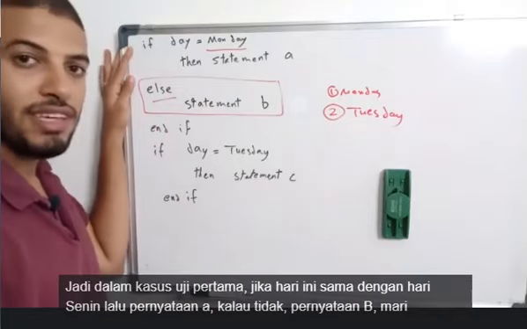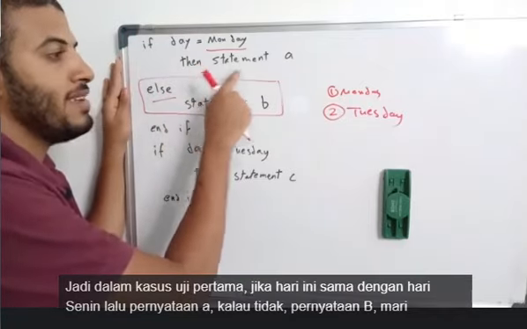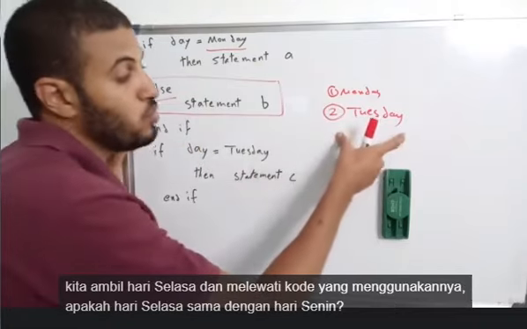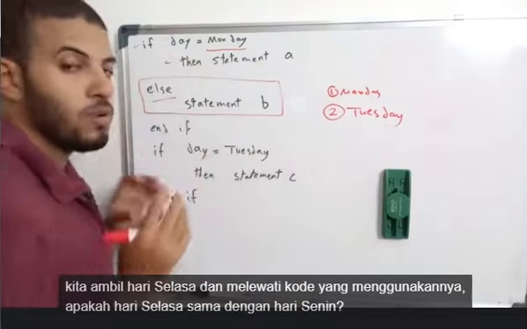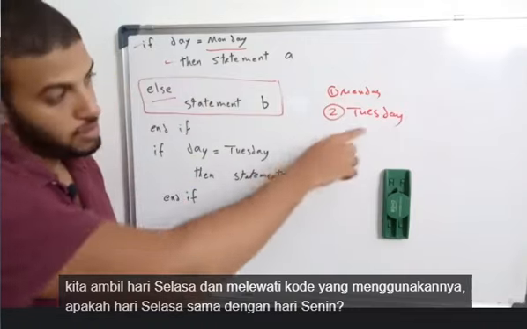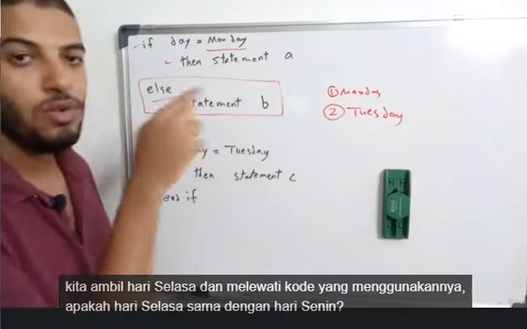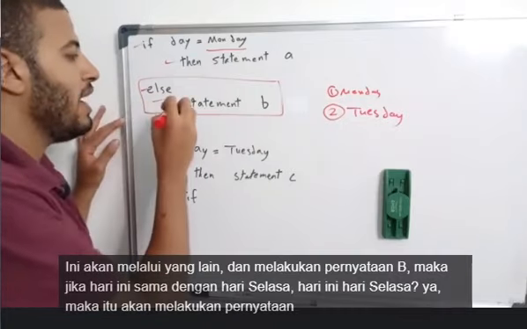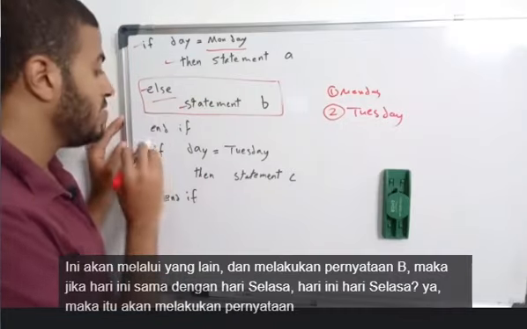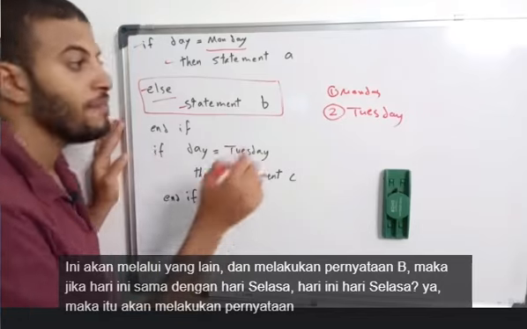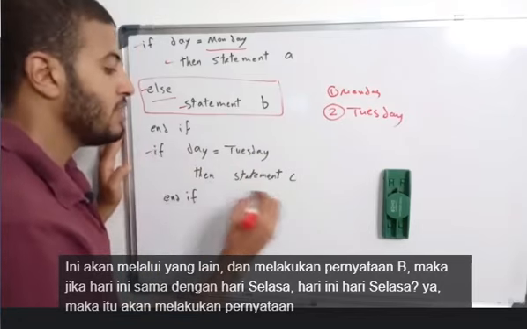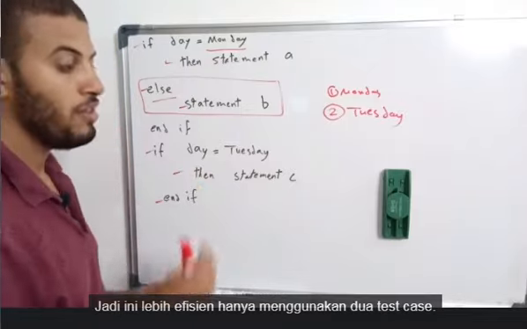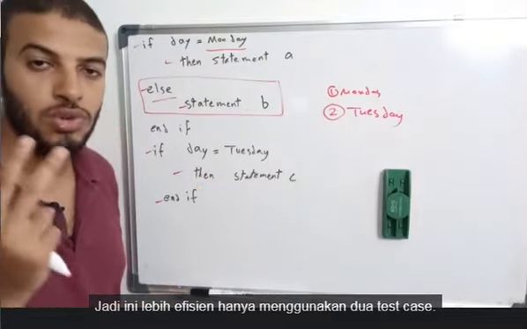So in the first test case, if today equals Monday, then statement A, else statement B. Let's take Tuesday and pass through the code using it. Is Tuesday equal to Monday? No. So this will go through the else and perform statement B. Then, if today equals Tuesday, is today Tuesday? Yes. Then it will perform statement C and end the code. So this is more efficient, using only 2 test cases.